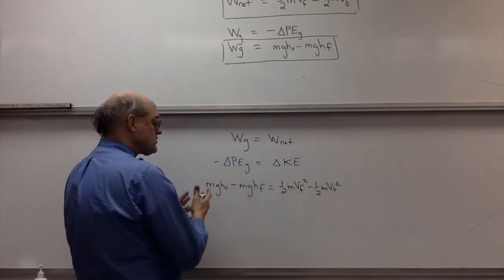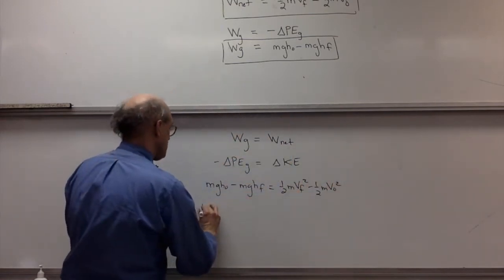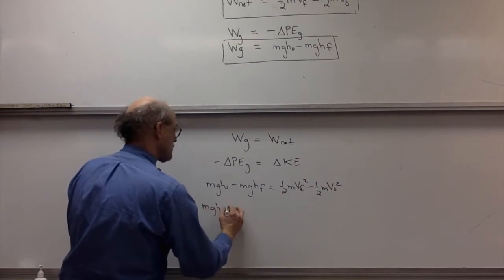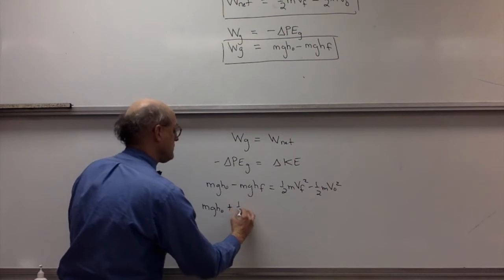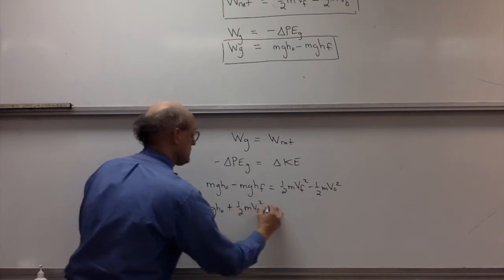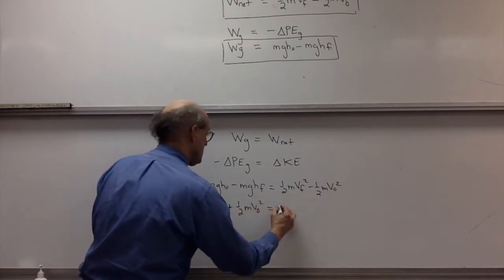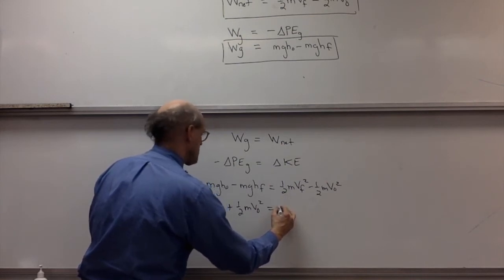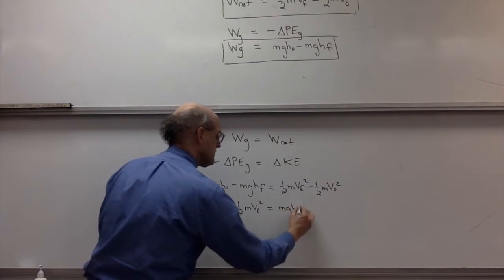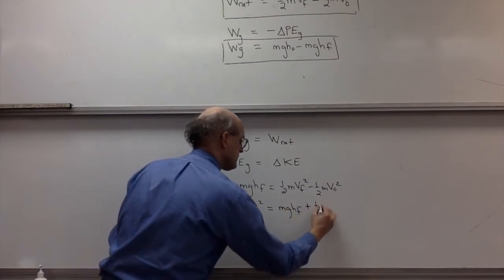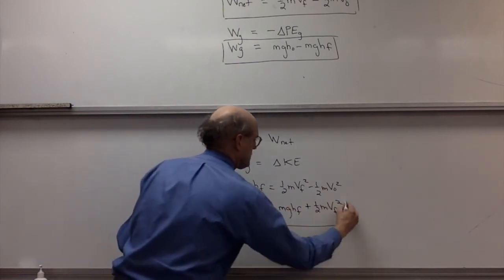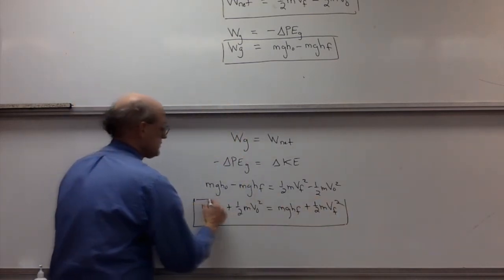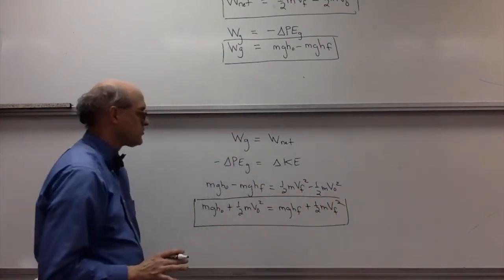Putting the originals on the left and the finals on the right, we get an expression which is referred to as the conservation of mechanical energy. And it's very useful when solving roller coaster problems or even projectile motion problems in some cases. Okay, so this is known as the law of conservation of mechanical energy.